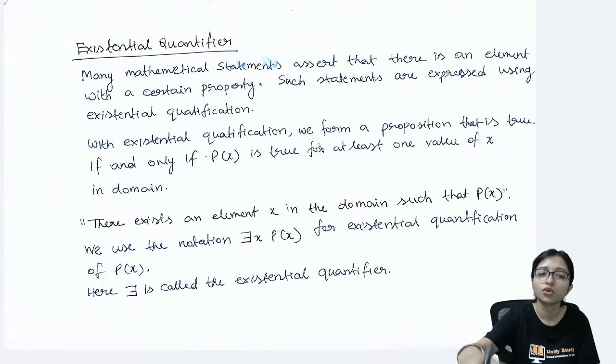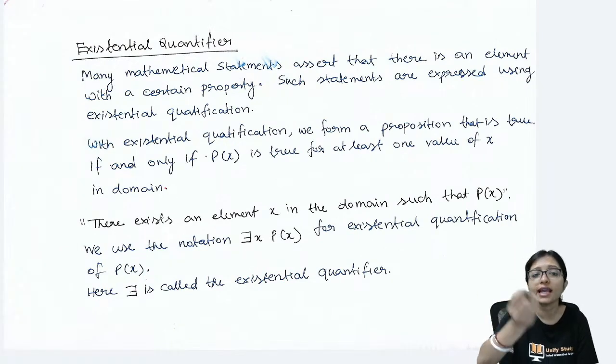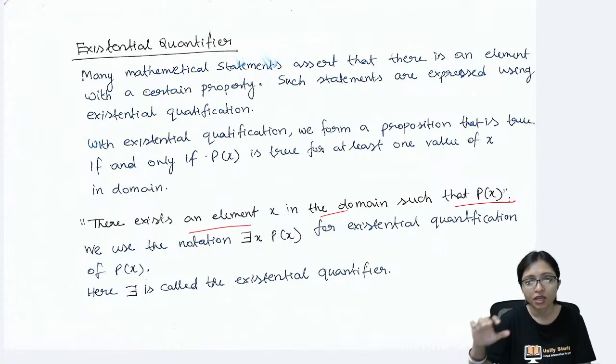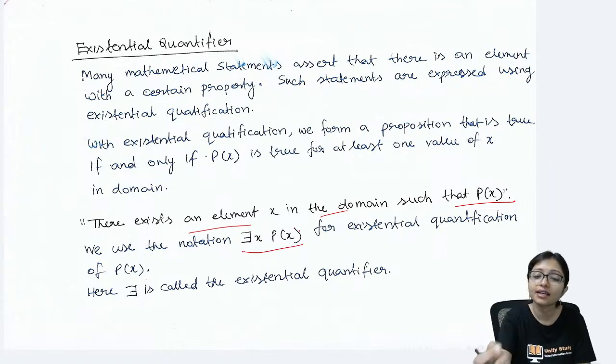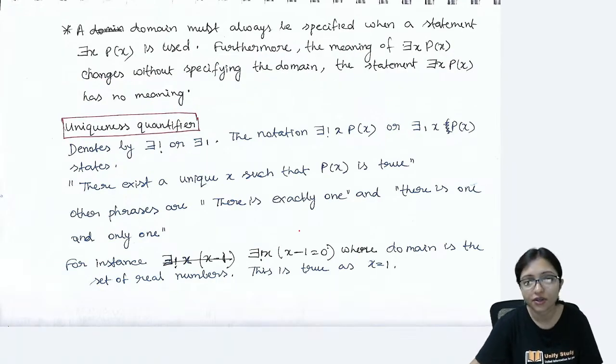Here how to do it? There exists. When we are doing there exists, it means any of them. There exists an element x of the domain such that P(x). In this class, there exists some female, there exists some male, right? So this is true for there exists. If it is true for at least one element, then we can say it is there exists.